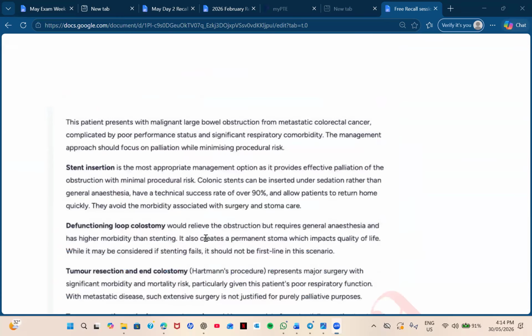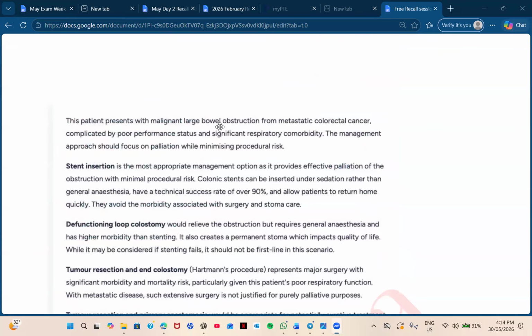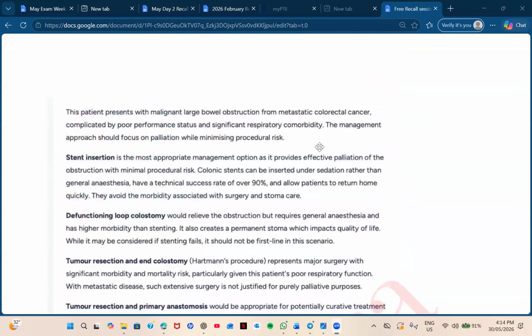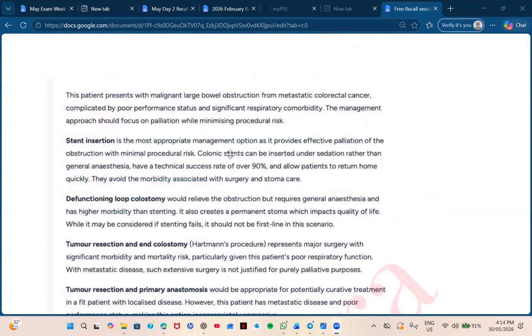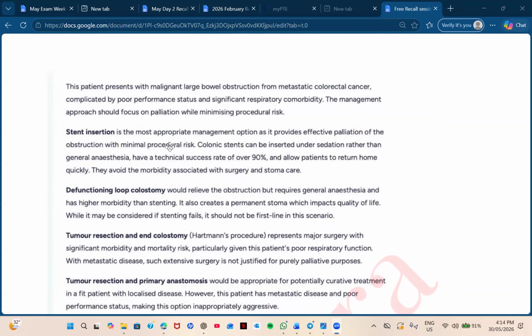Okay, here. The patient presented with malignant large bowel obstruction from metastatic colorectal cancer, complicated by poor performance status and significant respiratory comorbidities. The management approach should be palliative, right? Minimize the procedural risk. So stent insertion is the most appropriate management option as it provides effective palliation of the obstruction with minimal procedural risk, right?